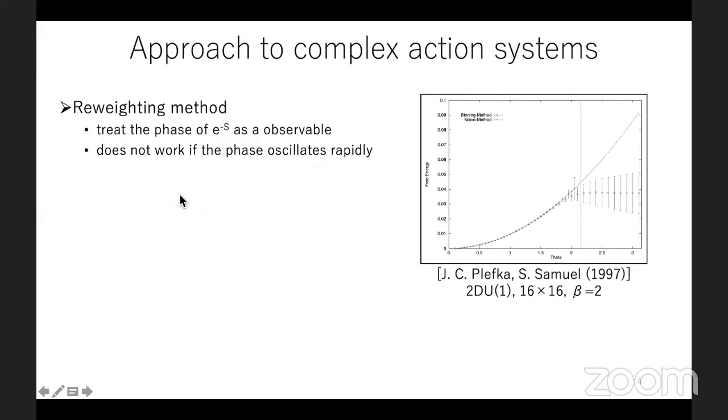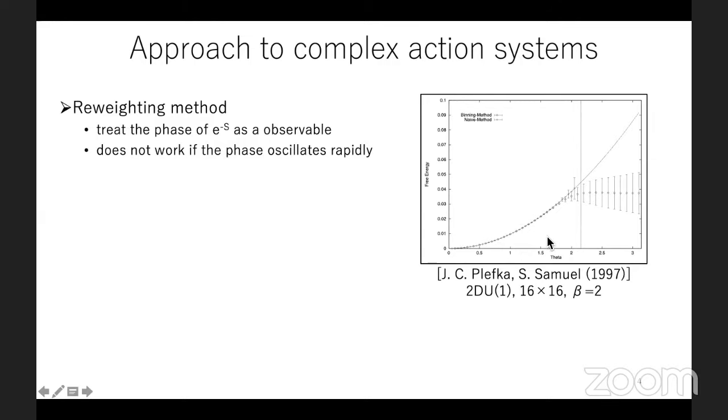The very straightforward method is the so-called reweighting. This method treats the phase factor of the Boltzmann weight as an observable. So only the absolute value of this factor is interpreted as a probability. Instead, the phase factor is included in the observable. However, this method does not work if the phase oscillates rapidly. So I will show an example of this.